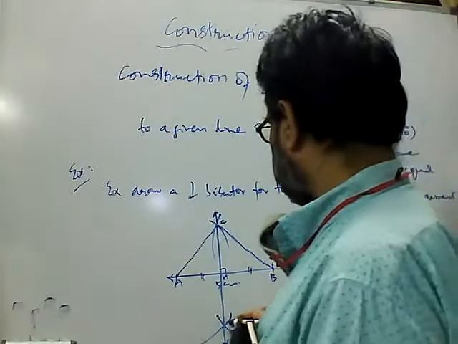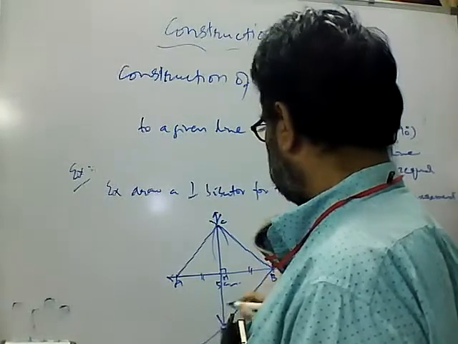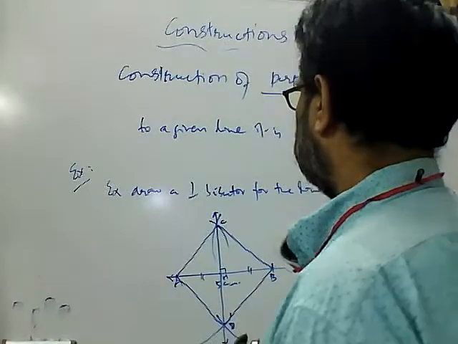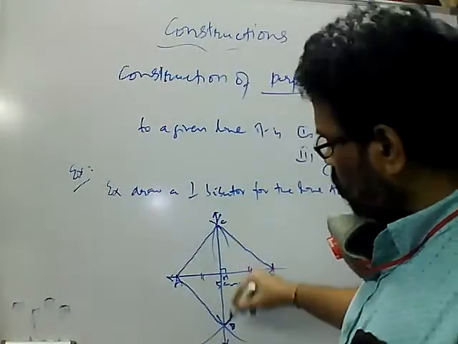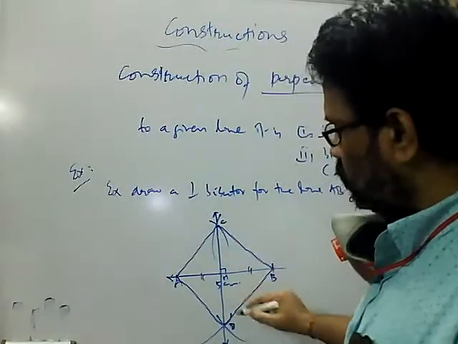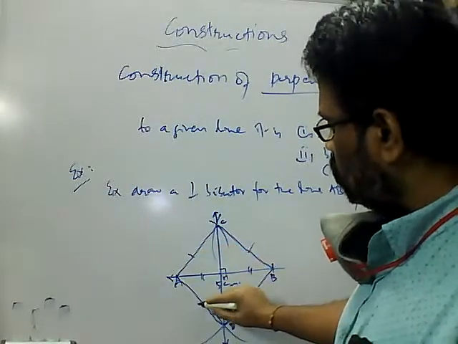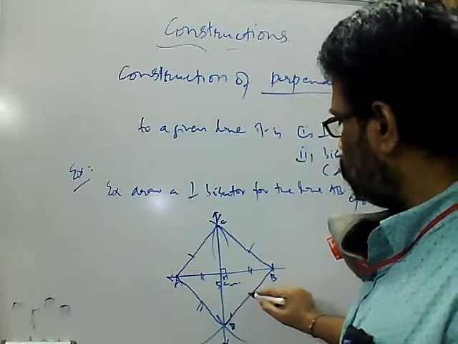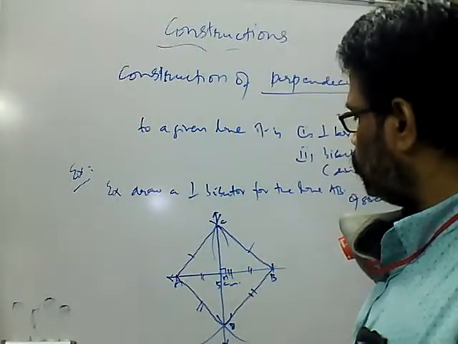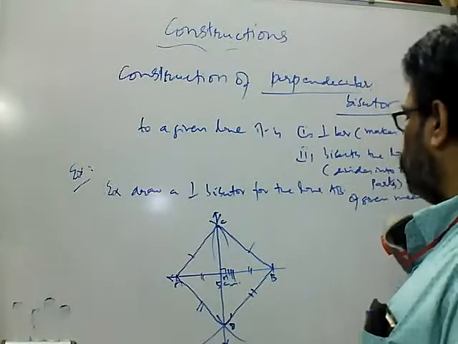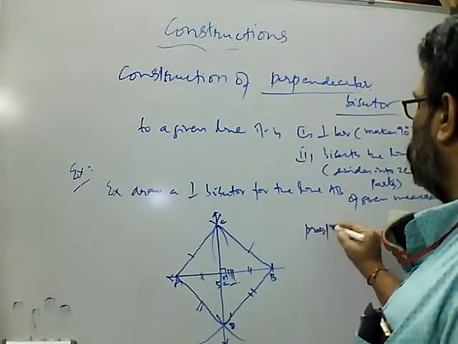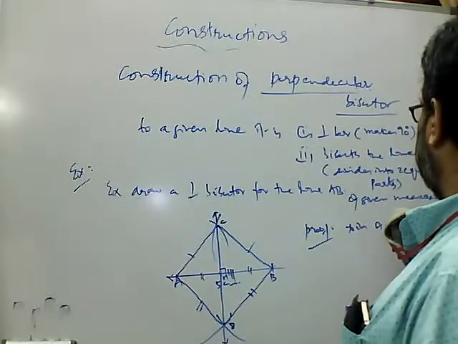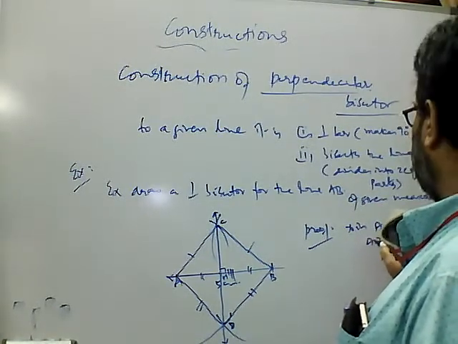Now this also you have to join. Now what happens? Take this triangle ACD and BCD. So this is equal to this, and this is equal to this. This is common. Now proof, how does it go? Join AC, BC, AD and BD.